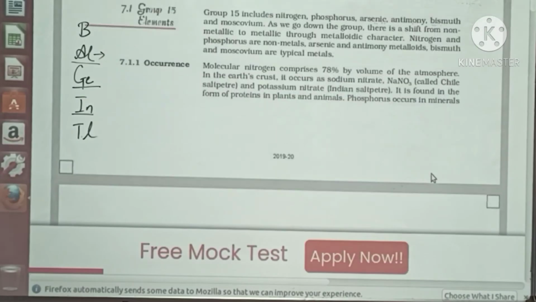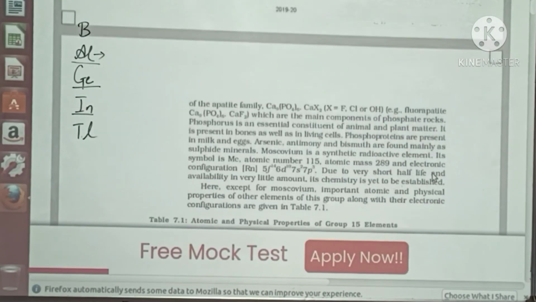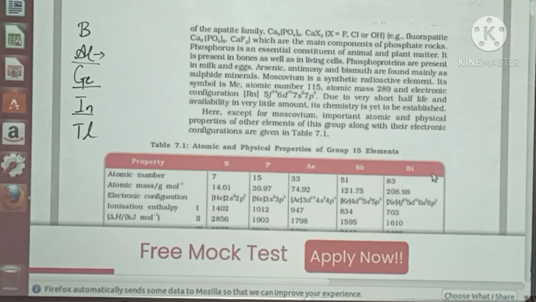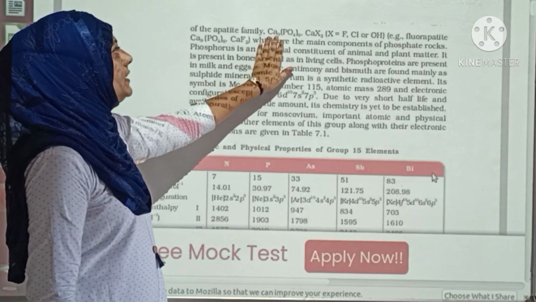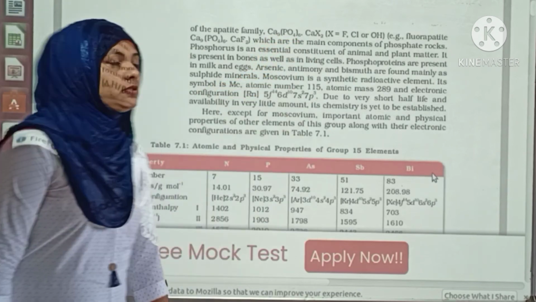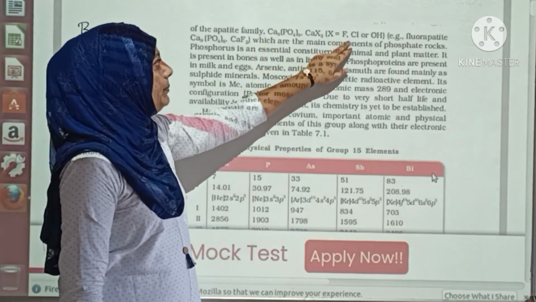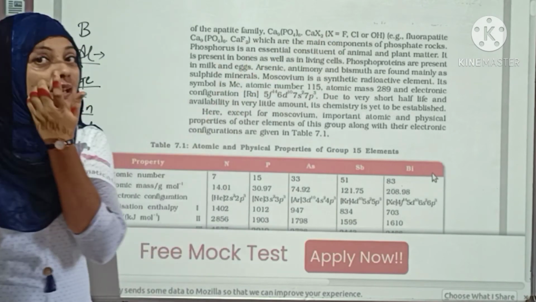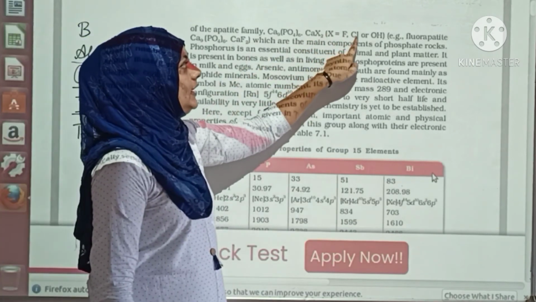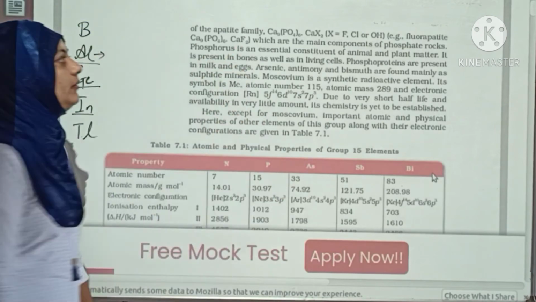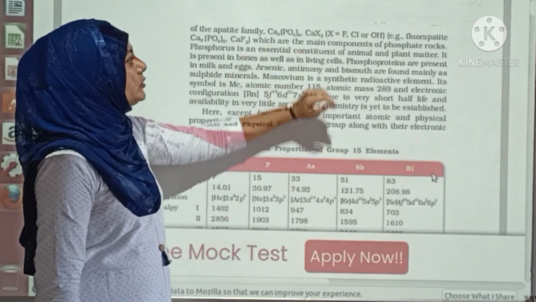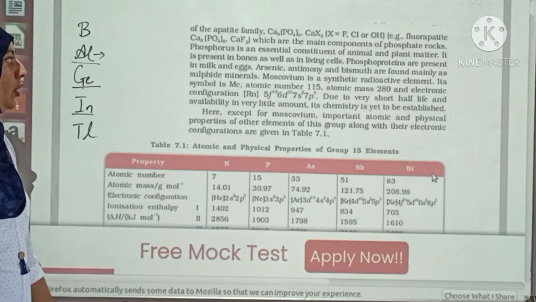Animals. Phosphorus occurs in minerals of the apatite family. Apatite family, that is having your Ca3(PO4)2·CaX2. So dear student, here your X can be any particular thing. When you talk about CaX2, X can be fluorine, chlorine or OH. Fluoroapatite, that is the formula given over here, which are the main sources of the phosphorus rocks.